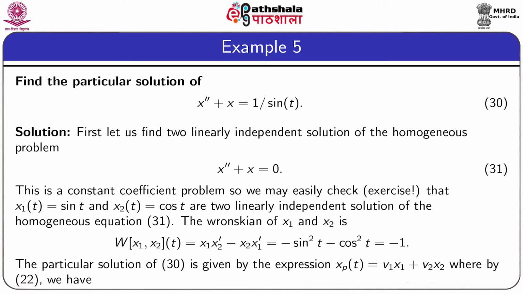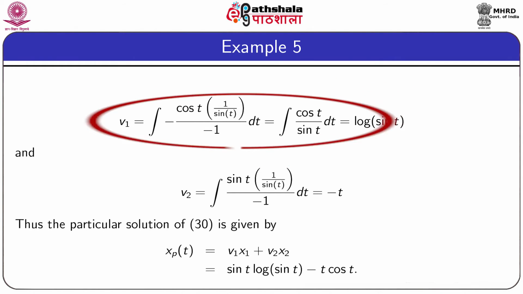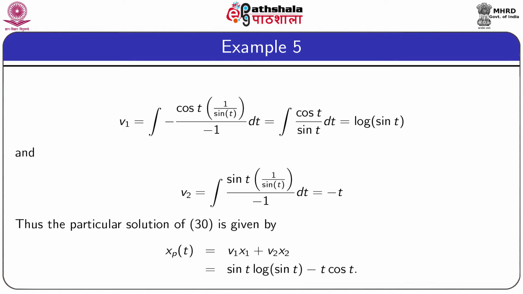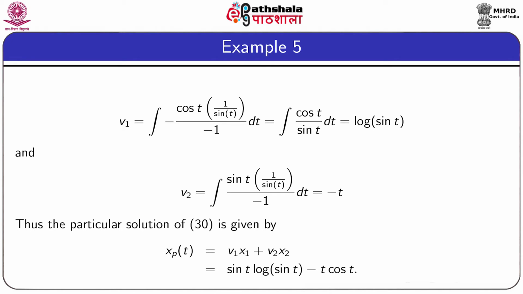The particular solution of 30 is given by the expression x_p = v1 x1 + v2 x2, where by 22 we will have v1 equal to integration of minus cos t into 1 by sin t divided by minus 1 dt. And if we integrate this, we will be getting log of sin t. In the similar manner, v2 is integration of sin t into 1 by sin t divided by minus 1, which is the value of the Wronskian, dt. And if we integrate this, the answer is minus t. Hence, the particular solution of 30 is given by v1 x1 + v2 x2, which is equal to sin t log of sin t minus t cos t.